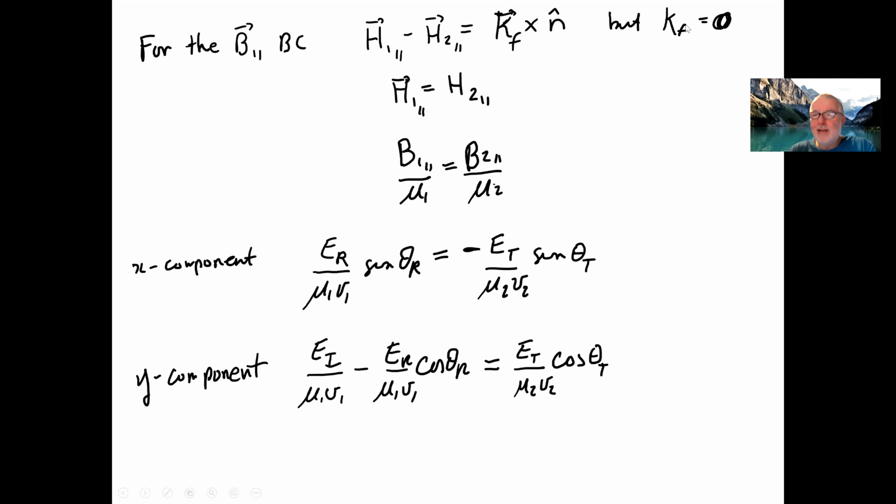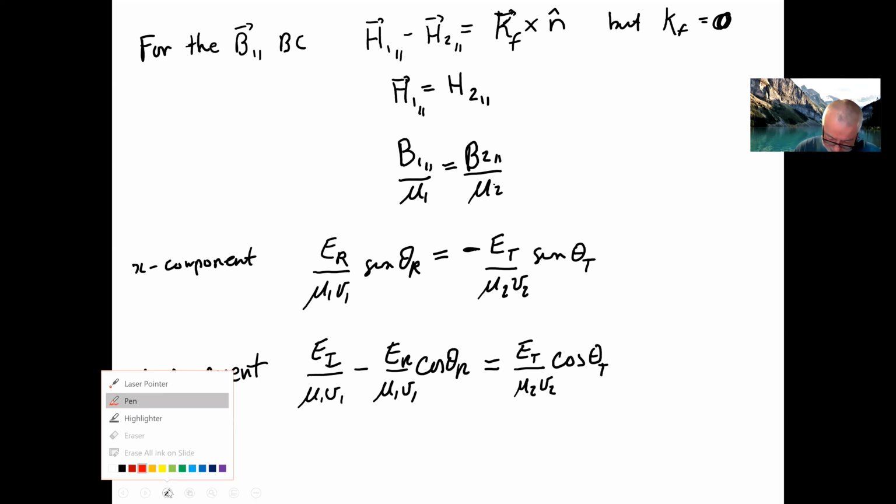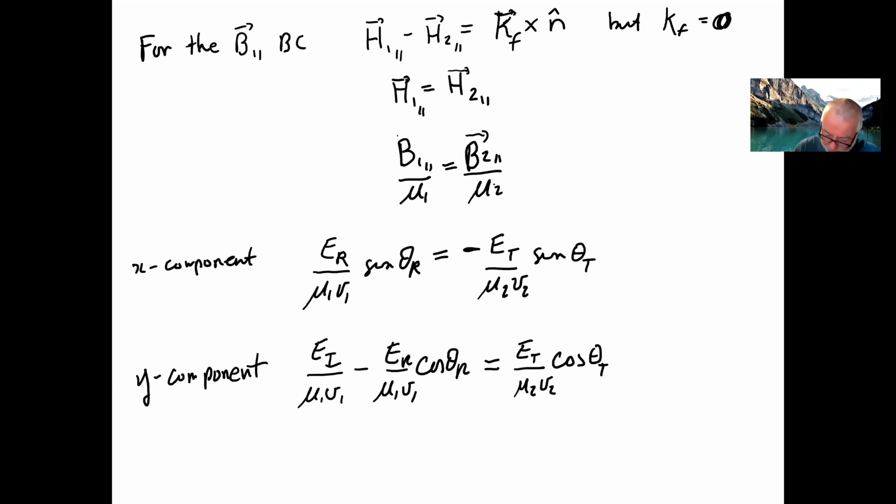Okay, and that is zero because there's no free charges in this situation, and so that tells me that H1 parallel is equal to H2 parallel. There should be a vector over that. Sorry. And that tells me that B1 parallel over mu1 is equal to B2 parallel over mu2. So H1 parallel is B1 parallel over mu1, and H2 parallel is B2 parallel over mu2. And that means that these two quantities are equal to each other.